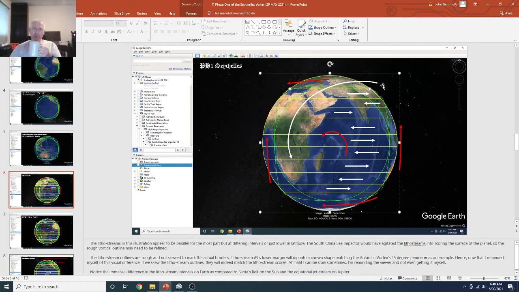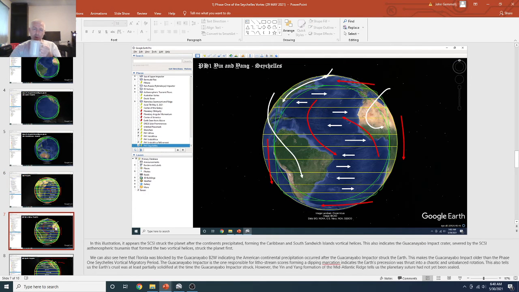Alright, so this shows you how I was running my cursor down and how the precipitation for Africa in this particular vortical setting occurred. Then we're going to go to the next frame. This is our yin and yang vortical operation, and I described it.